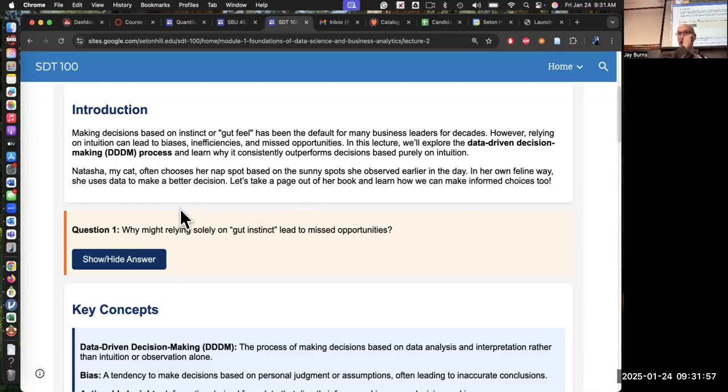So turning to your partners, and by your partners, it means anybody near you. Why might relying solely on gut instinct lead to missed opportunities? What would be some reasons you would say? Talk with each other.